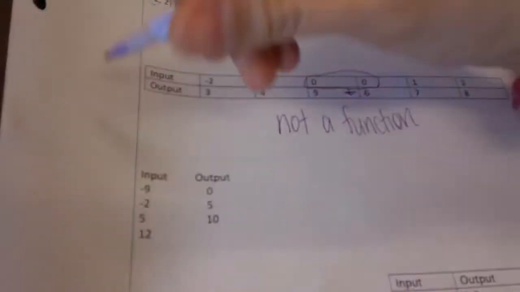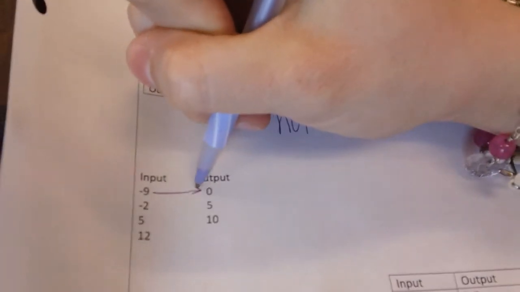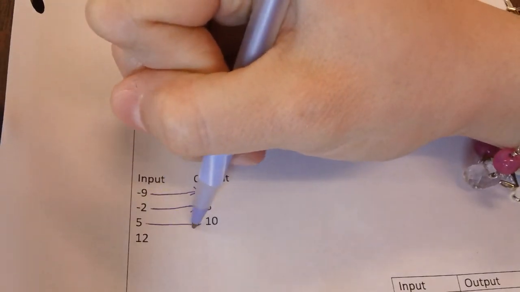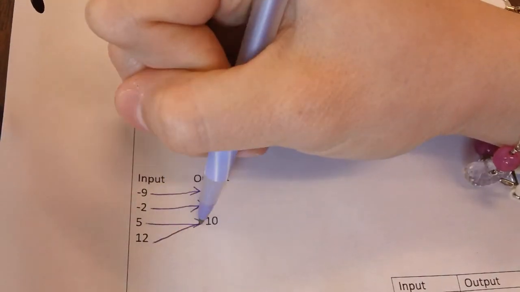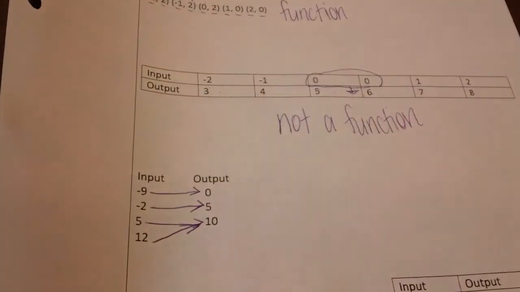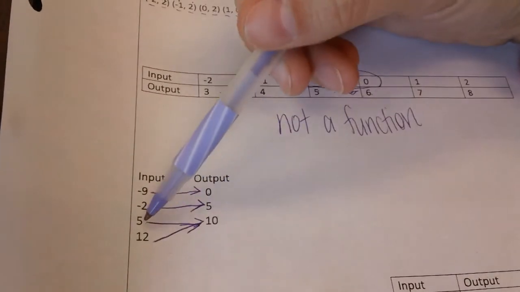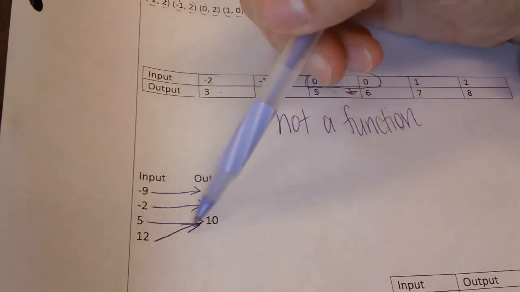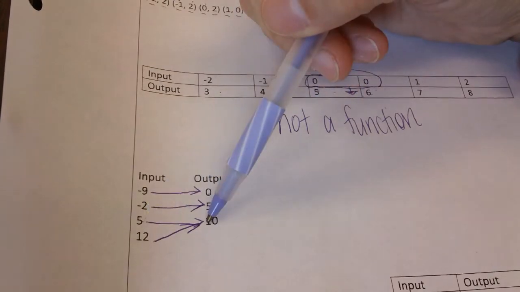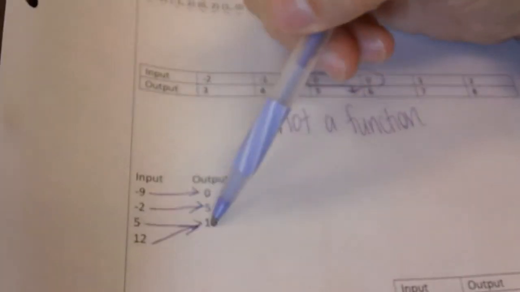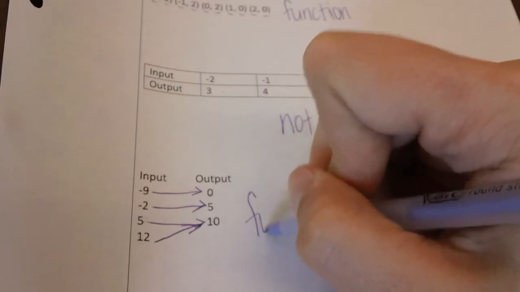On this one, -9's output is 0, -2's output is 5. 5 has an output of 10, and 12 has an output of 10. Every input has only one output. 5 and 12 both have an output of 10, but they each have only one output, so this is a function.